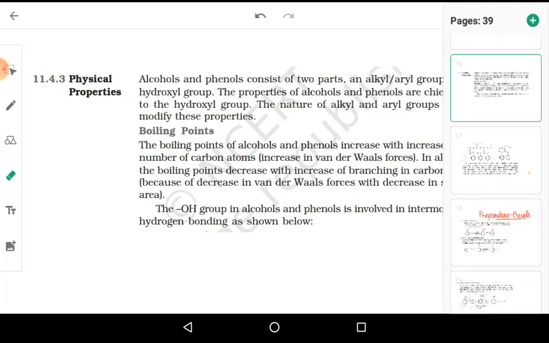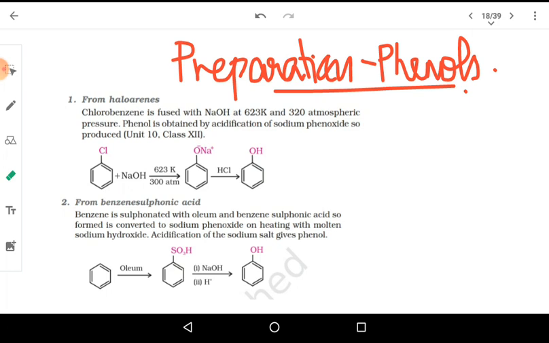So before that we will just look at the preparation of phenols, and after that we will come to the physical properties. Now there are 4 methods of preparation of phenols which is discussed in NCERT. So we will stick on these 4. The first one is from haloarenes, which we have already discussed in the previous chapter.